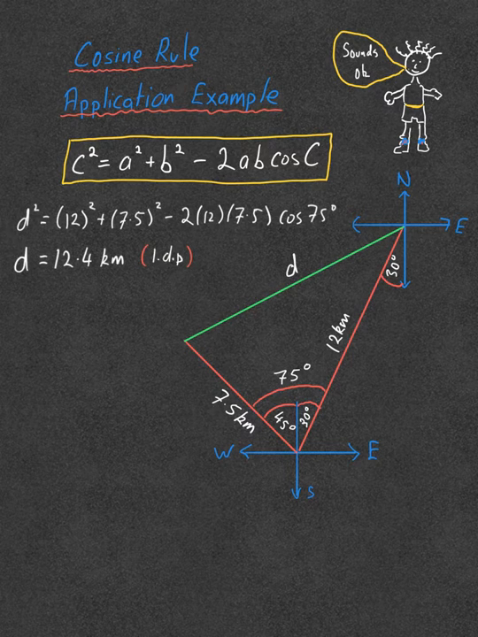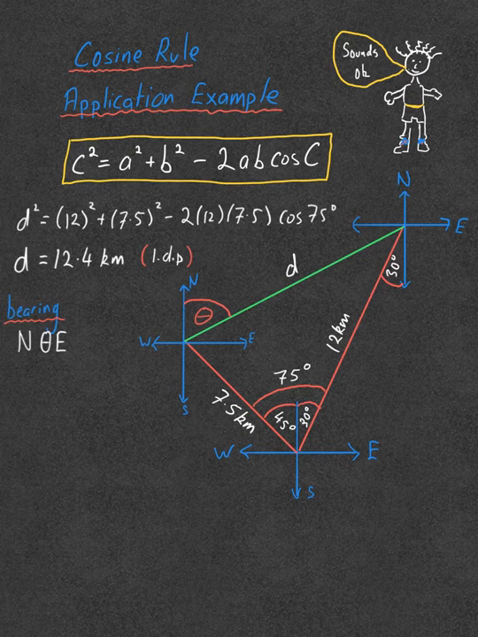Next, I want to determine what direction they have to travel in to return home. This means I need to put a compass at this position here. Before I do any calculations, I like to determine what the bearing will look like. So here I see it'll be north, this angle that I'll call theta, towards the east. It can be quite tricky to find this angle, but the first step will always be to find the angle in the triangle next to the angle you want to find.